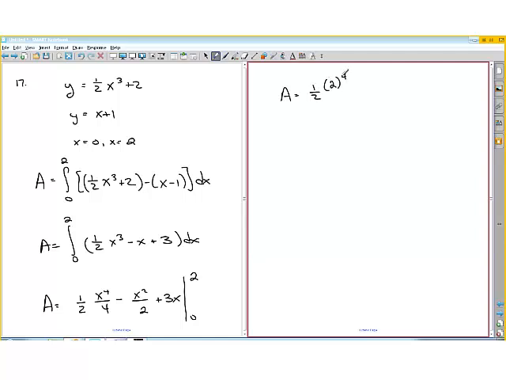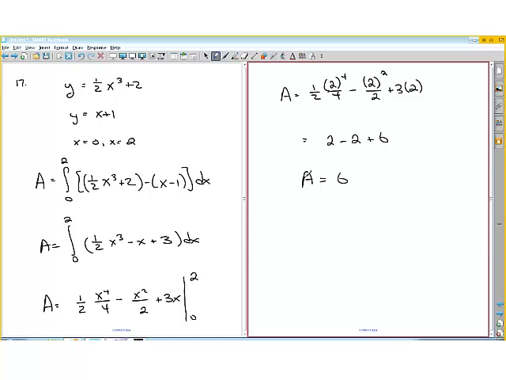So we get 1 half 2 to the 4th power divided by 4 minus 2 squared divided by 2 plus 3 times 2 minus 0, basically. Okay, this is going to be 2 times 2 is 4, times 2 is 8, times 2 is 16. 16 divided by 4 is 4. 4 divided by 2 is 2. Here we have 2 squared, which is 4. 4 divided by 2 is 2, so we have negative 2. And then we have plus 6. So the area should be equal to 6.